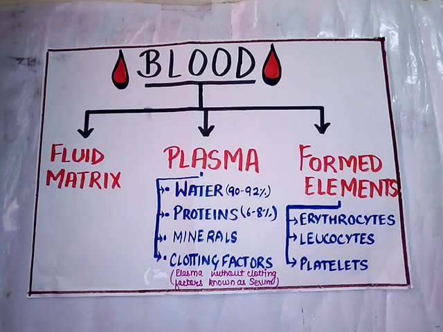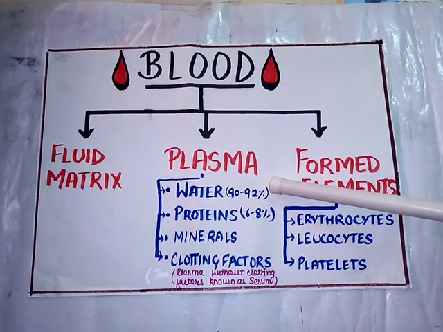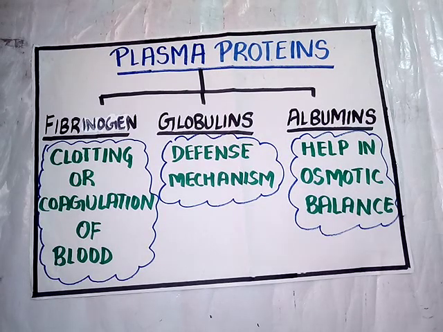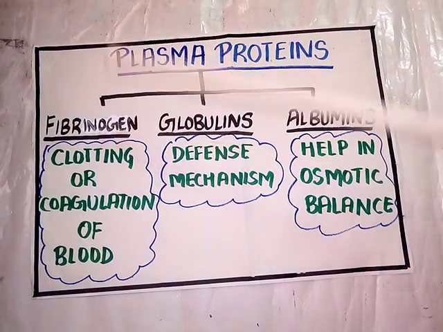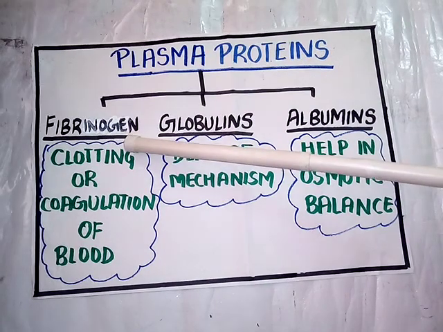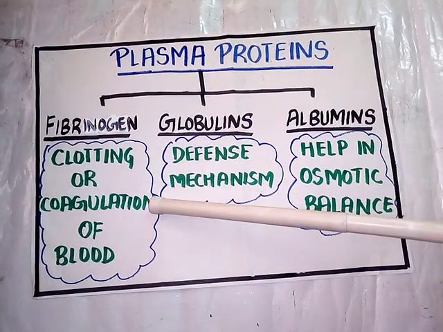So, I have told you that plasma contains 90 to 92% water and 6 to 8% proteins. So, you must know which proteins are present in plasma. The three major proteins present in plasma are fibrinogen, globulins and albumins. Fibrinogen protein is produced by the liver and found in the plasma. The protein fibrinogen is needed for clotting or the coagulation of blood.